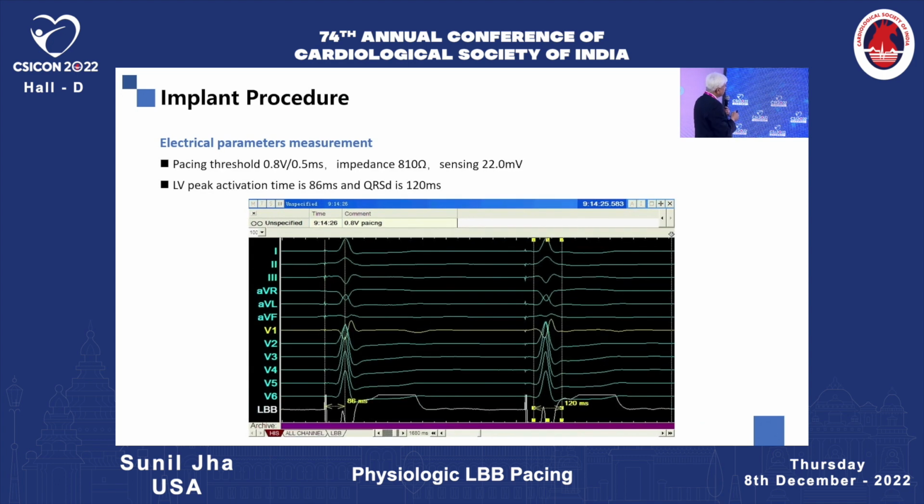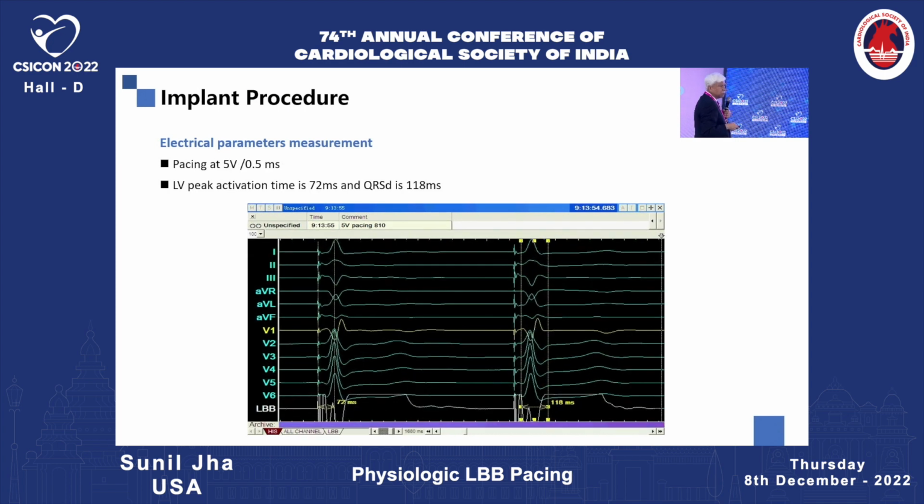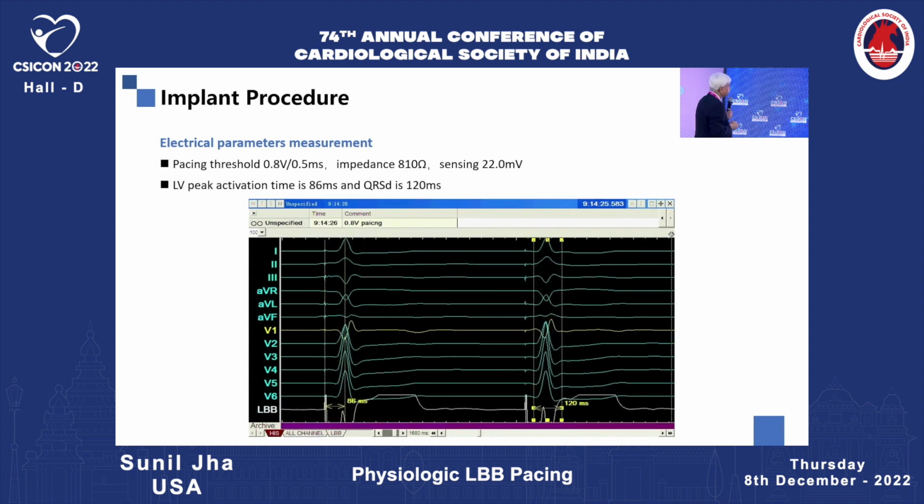When you cut down the output to 0.8 volt at 0.5 milliseconds, your impedance is in that zone, and then your left ventricular activation time will prolong, okay, and the QRS will be prolonged as opposed to this one, where you are pacing at the high output.